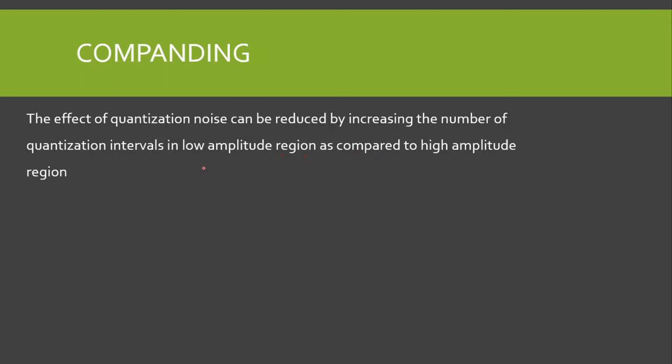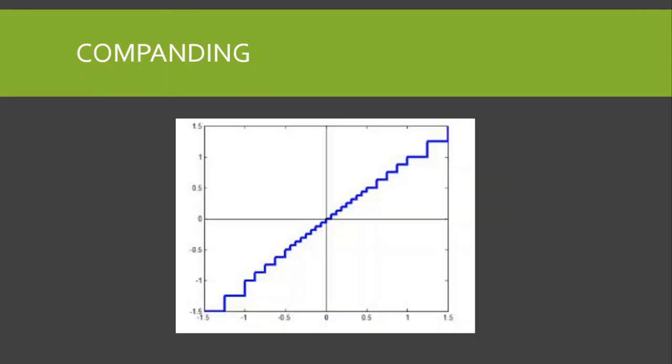So by using companding, by using this non-uniform quantization, we have increased the number of quantization levels in the low amplitude region as compared to the high amplitude region. As a result, we are able to reduce the quantization error or quantization noise greatly. You can see over here, the quantization levels are greater here, whereas here the quantization levels are smaller. So we have non-uniform quantization, because the quantization interval is non-uniform, it is changing.